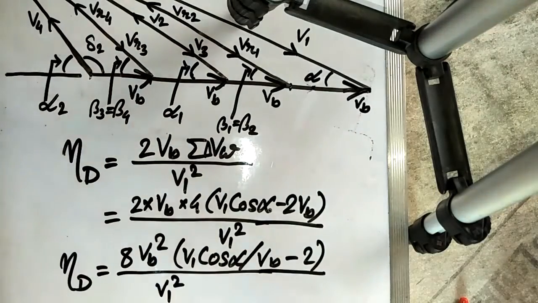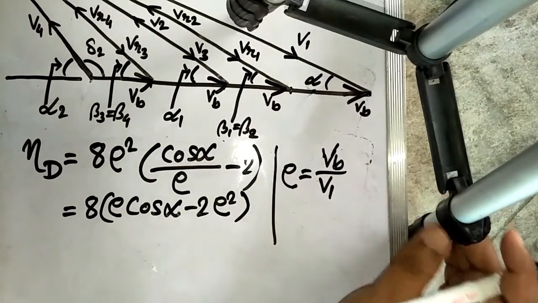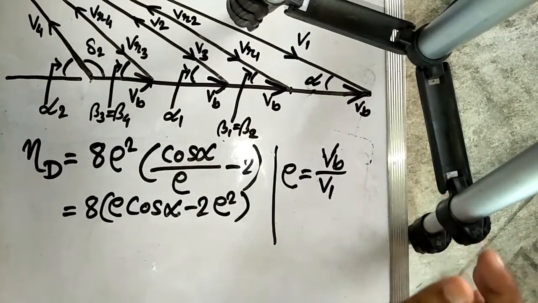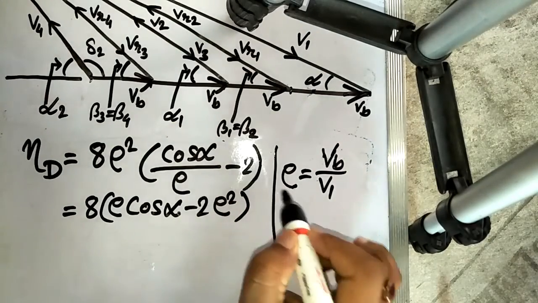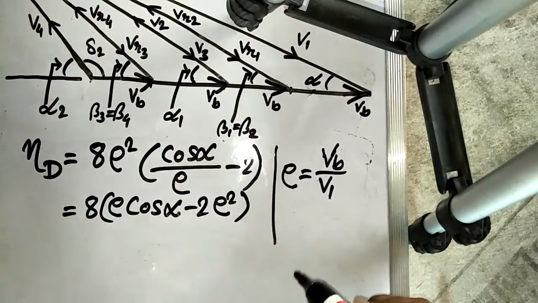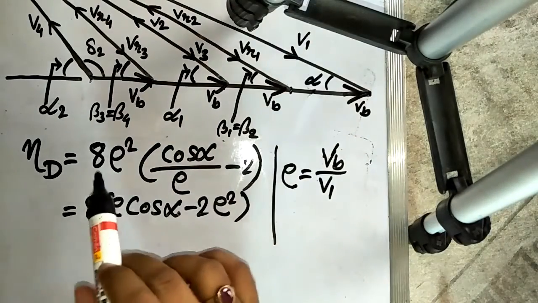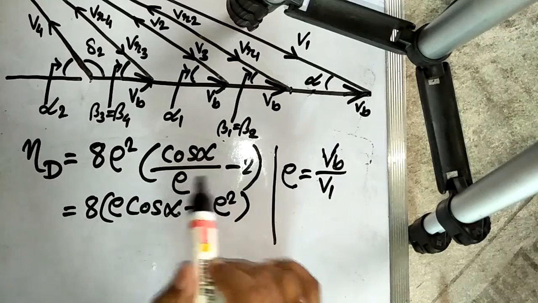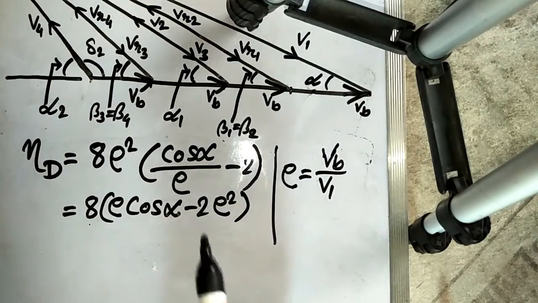Okay, so the value of eta d, the diagram efficiency, is equals to... now we are going to substitute the velocity ratio as vb by v1 equals to rho, the velocity ratio. So 8 into rho square into cos alpha by rho minus 2, or we can write 8 into rho cos alpha minus 2 rho square.